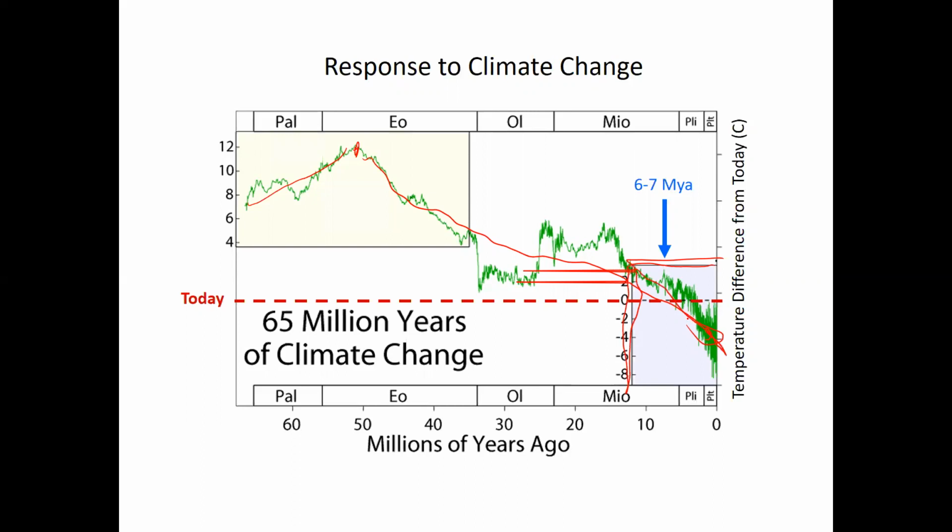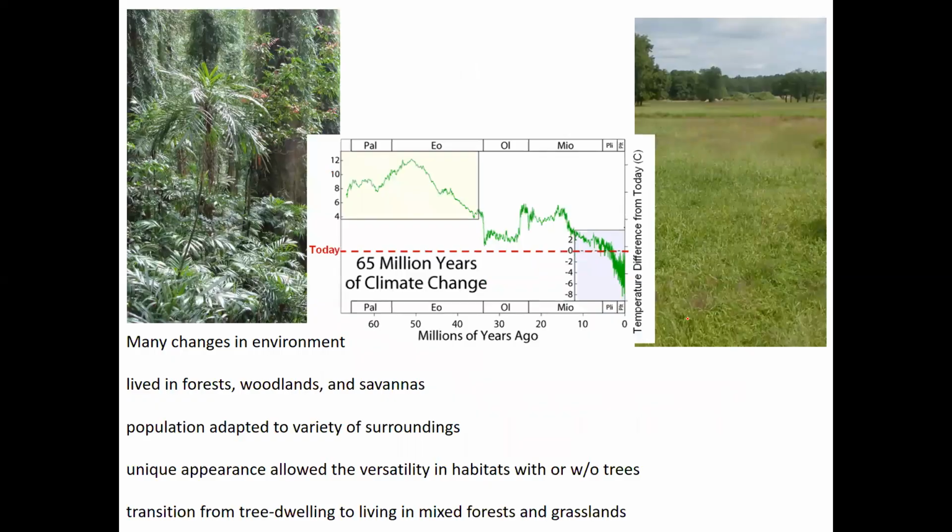So our ancestors and our species evolved in the context of this cooling trend. In the Cenozoic, as it cooled, we went from the warm climate with the dense forests to the cooler, drier climate where the forests yielded to grasslands.